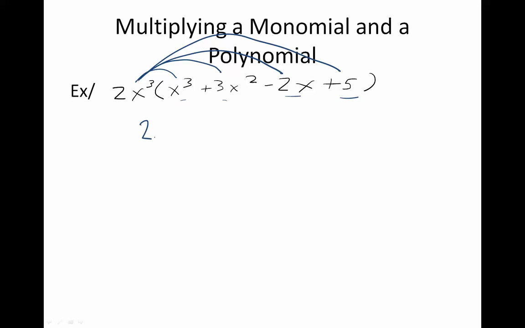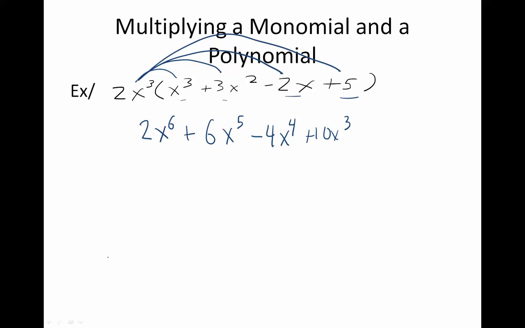You end up with 2x, and then this is x cubed times x cubed. If you remember back to our last unit, that means x to the 6th, plus 2x cubed times 3x squared. That's 6x to the 5th. And this is 2x cubed times negative 2x. That's negative 4x to the 4th, because it's 3 plus 1. And then finally, 2x cubed times 5, which is positive 10x cubed, right? So distribution is fine, right? We need to remember our exponent rules.